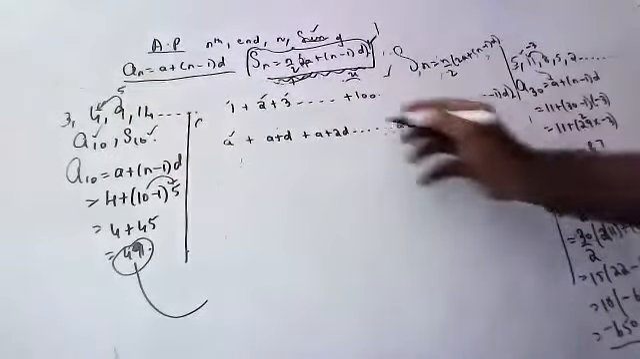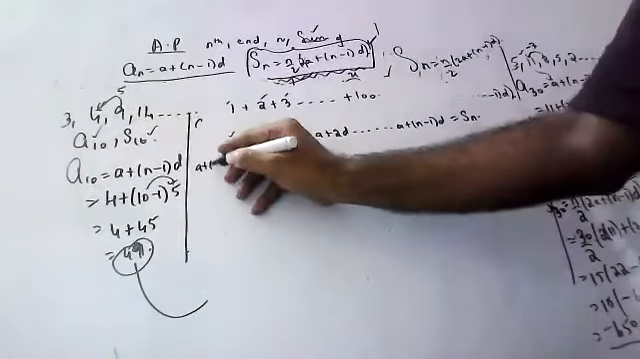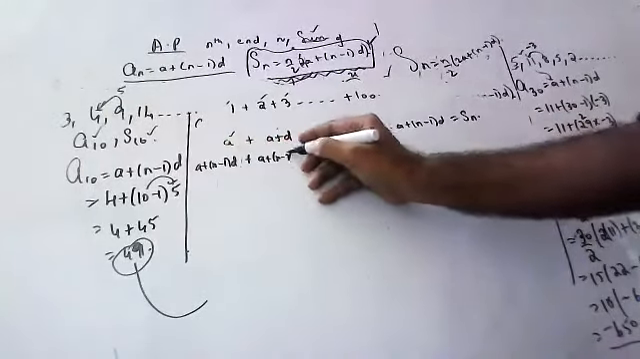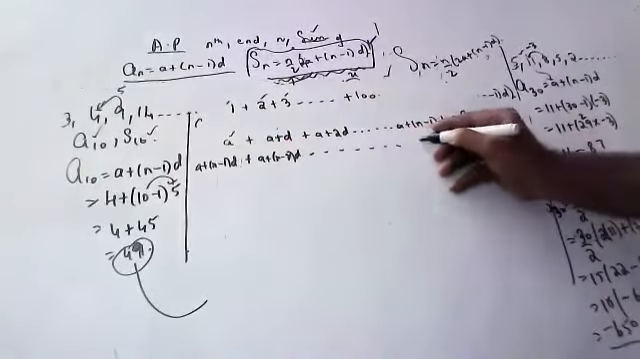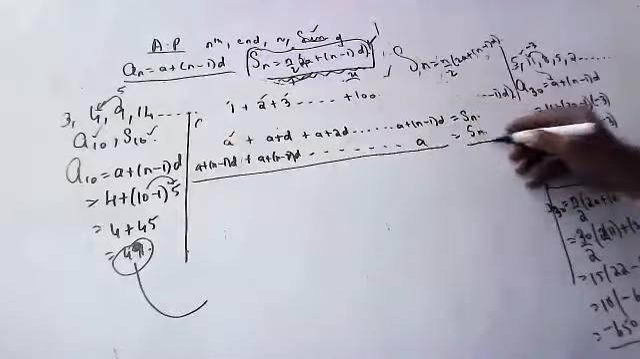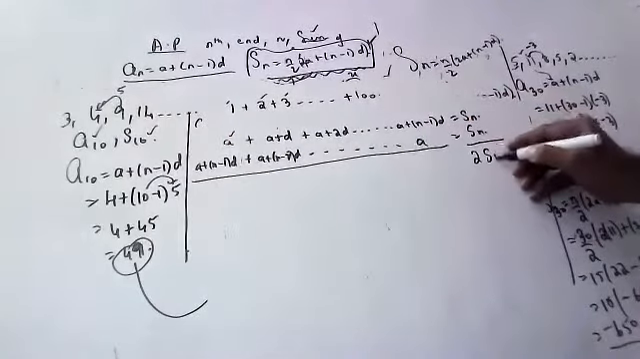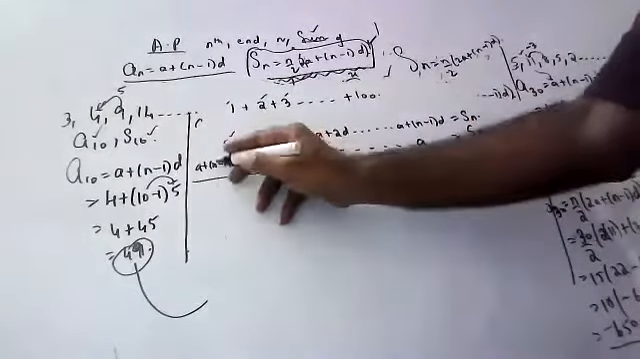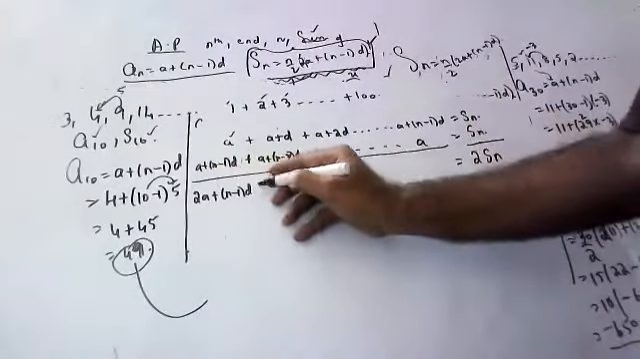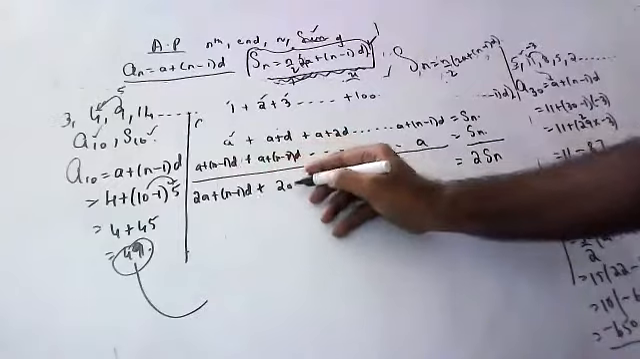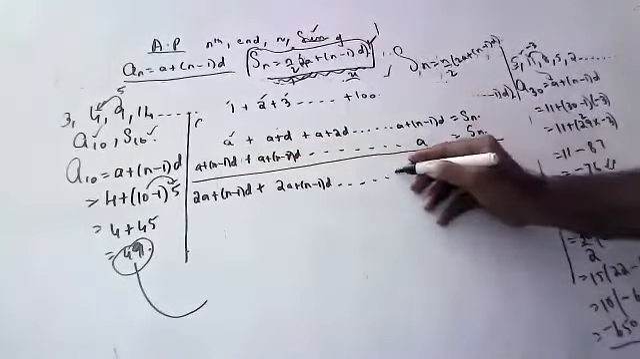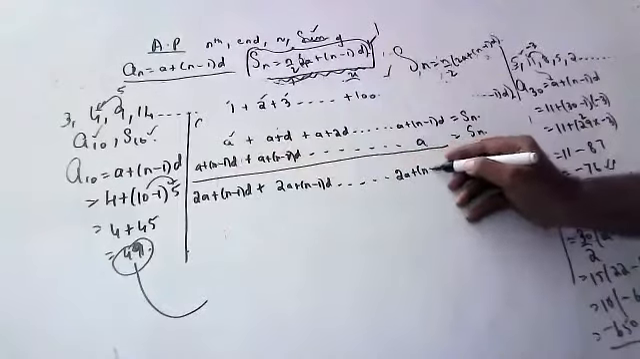Now what he did was add it in reverse: a plus n minus 1 into d, a plus n minus 2 into d, like that, up to a. Again Sn here. So when he added all this, Sn plus Sn, 2Sn. Okay, children. This plus this is 2a plus n minus 1 into d. Again, this plus this also is 2a plus n minus 1 into d. And this plus this also is 2a plus n minus 1 into d.